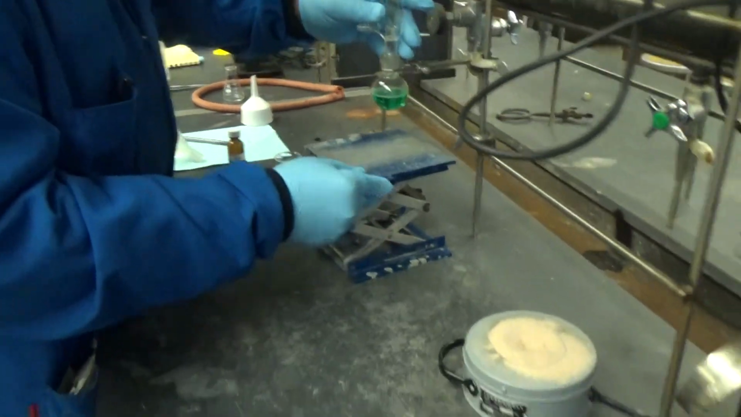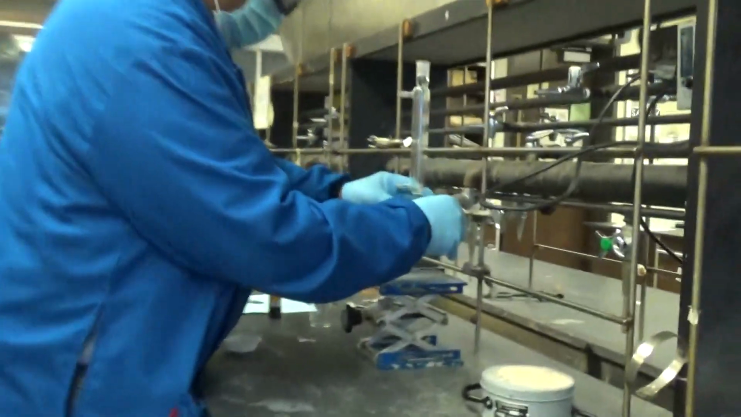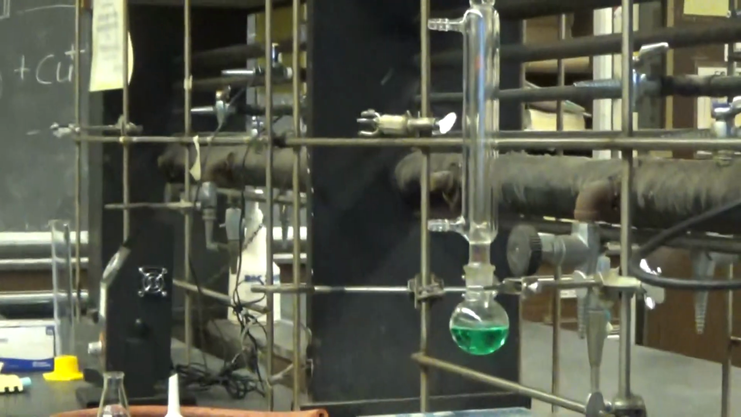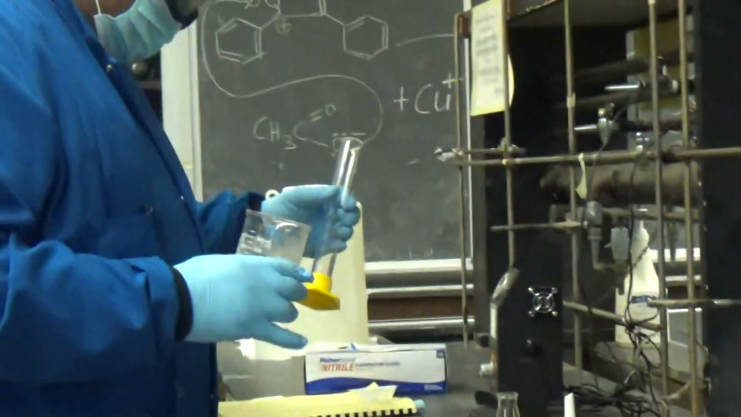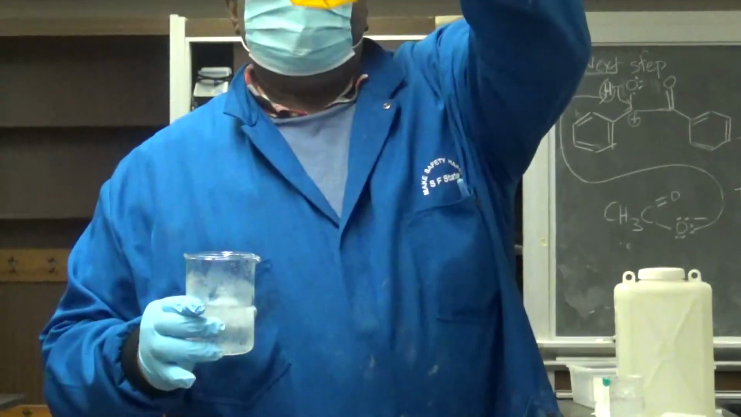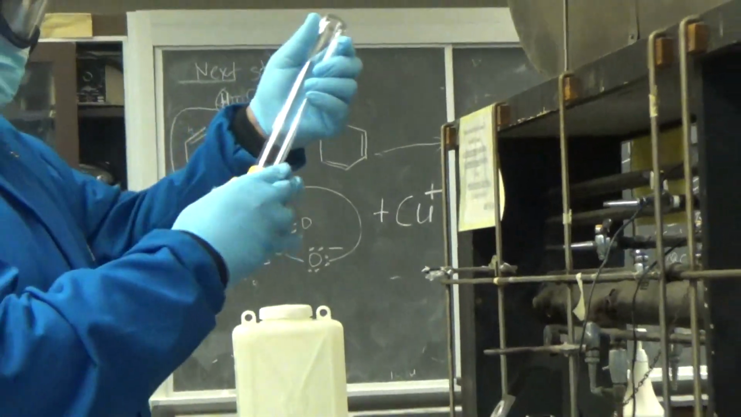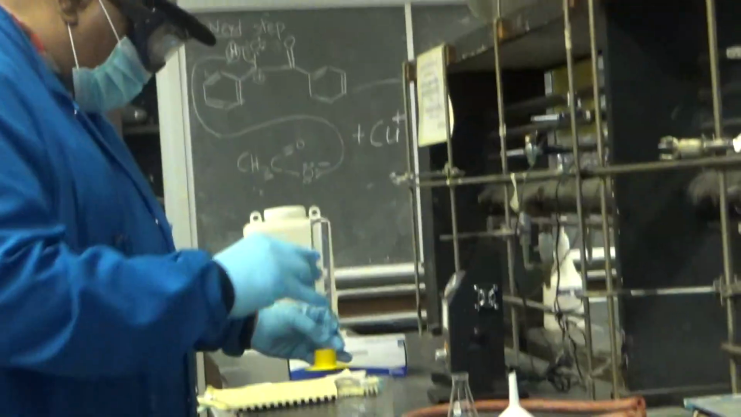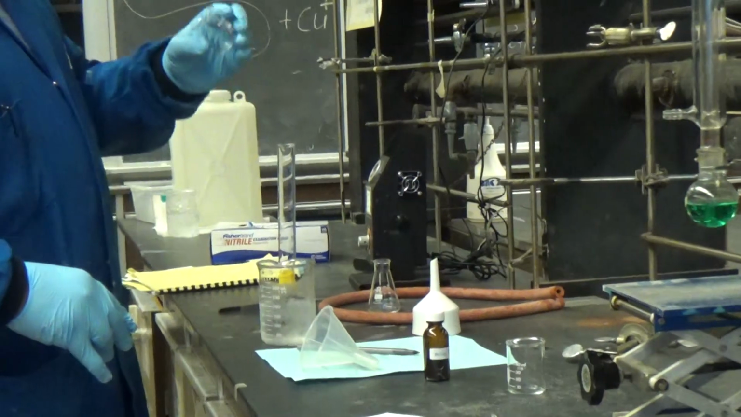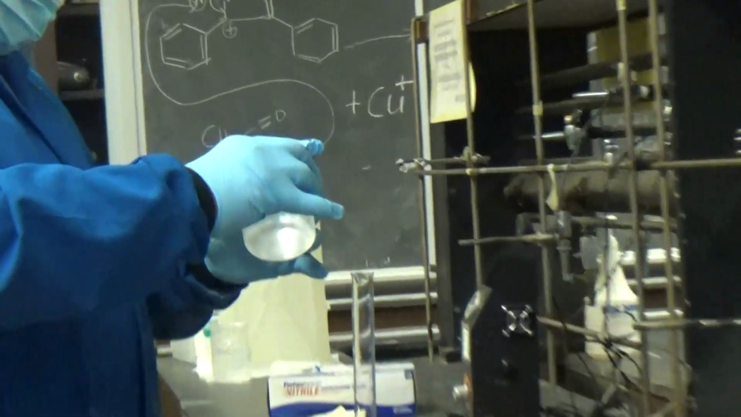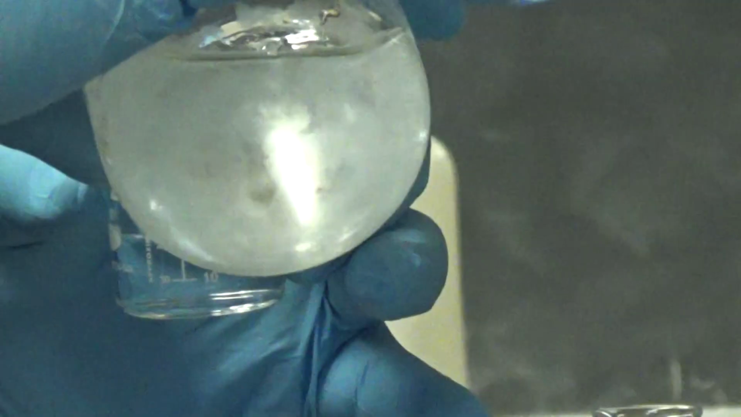Okay. And we're going to add 25 milliliters of ice cold water. 25. So you have some ice, and you're going to add some water to it. It's cold. The beaker is better. Nice cold water.